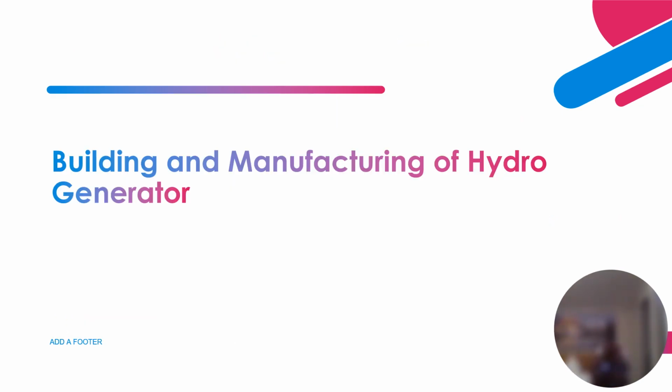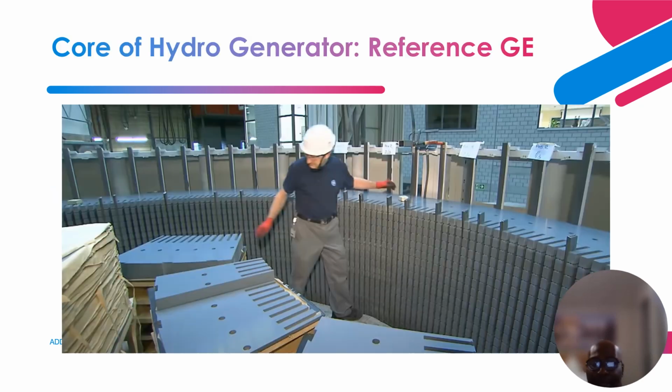So now let's talk about how hydro generators are built, and it's so beautiful how these are built. As you can see over here, these are cores. This is the core part of the stator, so they are building the stator. To build the stator, you have to build the magnetic part. This core is the magnetic part that helps to build the magnetic field so that induction can take place.